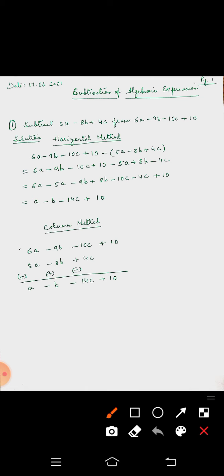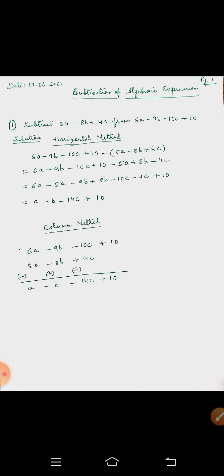In the second place you have minus 9b, and in the second place also minus 8b, so they are similar terms. You write them as they are, one below the other. Similarly, the third one you have minus 10c and plus 4c. Now after you have written the sets of terms one below the other, keep in mind the sign of the second set of terms.